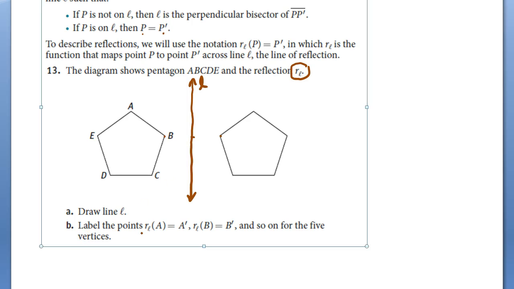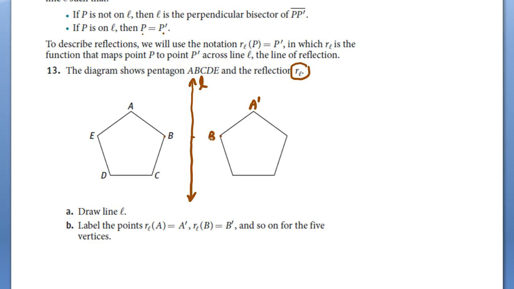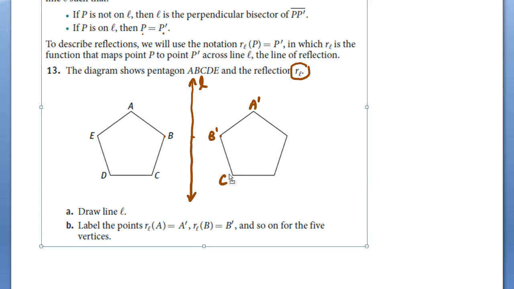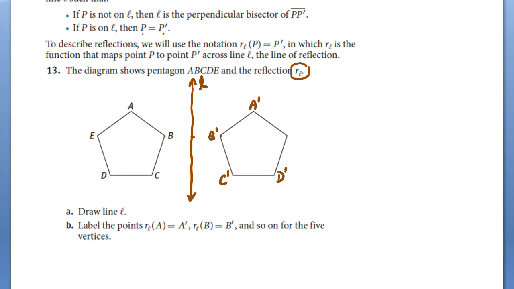Question B, label the point A prime, the reflection of point A, and we're labeling B prime the reflection of point B. So, of these corners, which one's A prime? Well, it's going to be this one. Which one's B prime? Well, look how close B is to the line of reflection. So when you move an equal amount to the other side, that's B prime. This is C prime. This is D prime. And that one's E prime.